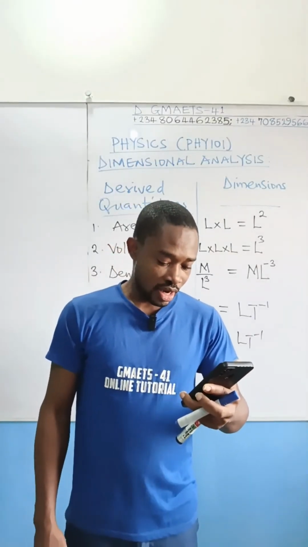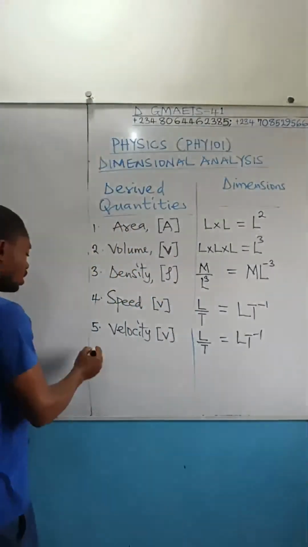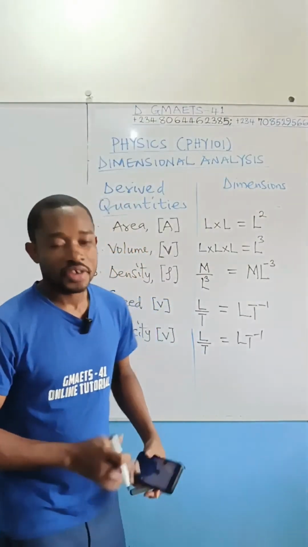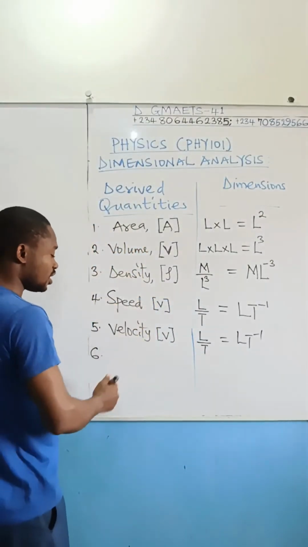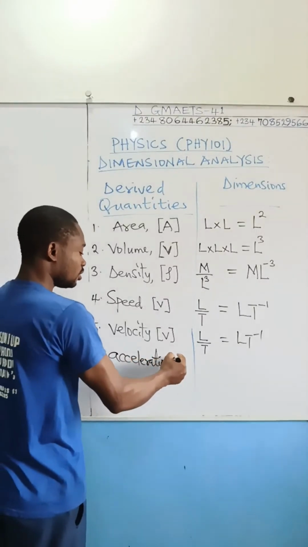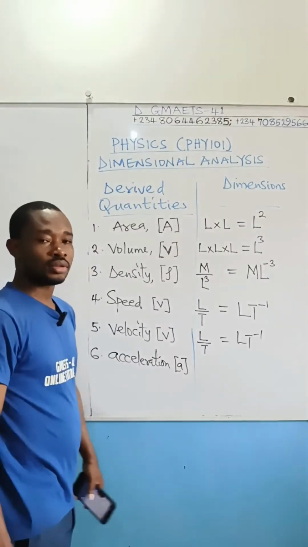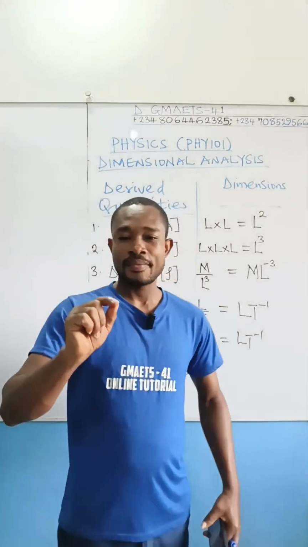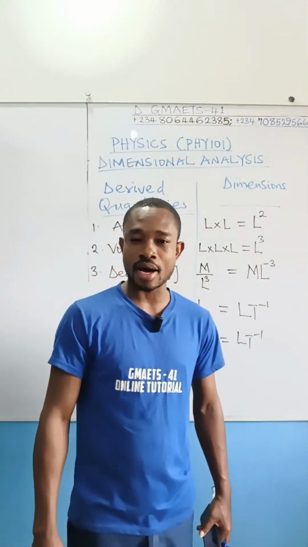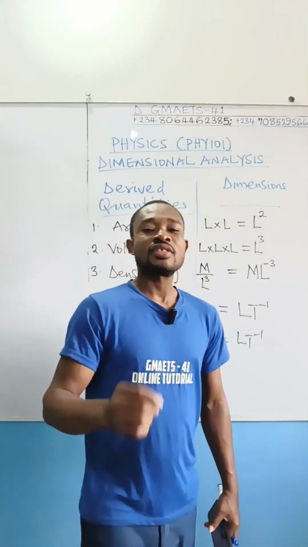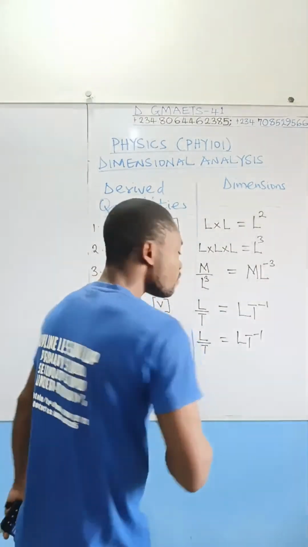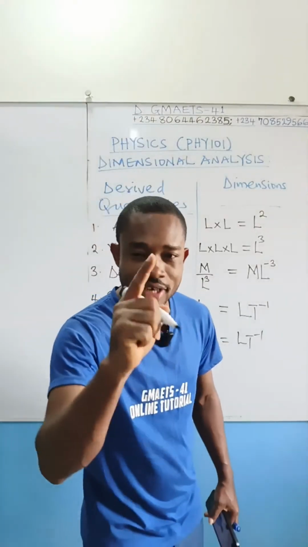We are moving on to the next quantity. Your examiner can ask you which of the following quantities have the same dimensions. Here we have established that speed and velocity have the same dimension. Let's talk about acceleration. Acceleration is defined as the rate of change of velocity. So it is simply velocity over time. If acceleration is velocity over time, the dimension will be obtained from the dimension of velocity over the dimension of time.